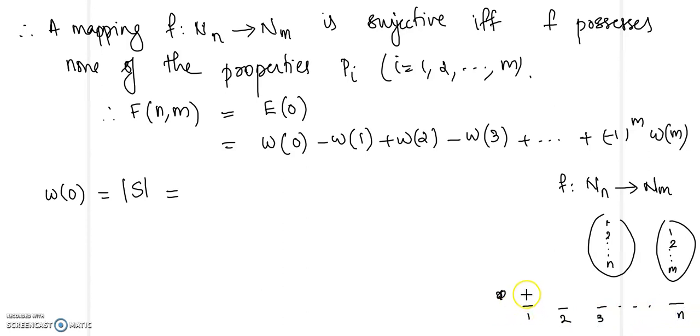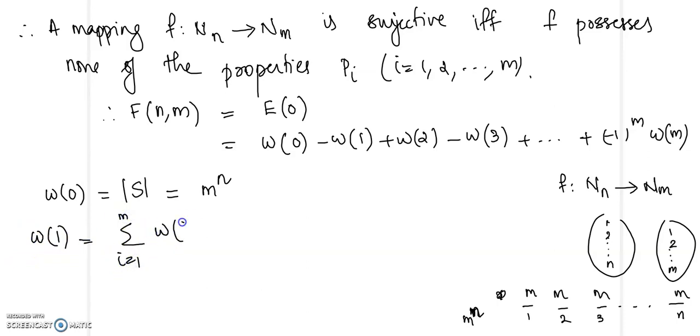Now we need to find the set of all the possible functions. So for 1 there will be a total of m choices. Similarly 2 has m choices, 3 has m choices, and n has m choices. So the number of such mappings will be given by m raised to n. So the cardinality of S will be equal to the number of all the mappings from Nn to Nm, which is equal to m raised to n. Omega of 1 will be the summation over i equal to 1 to m of omega of Pi.